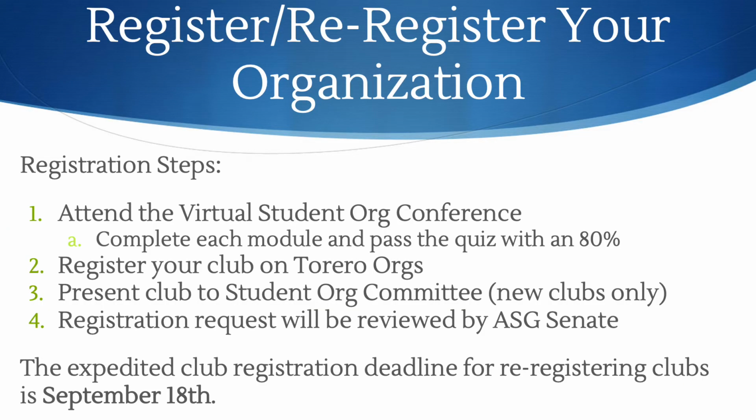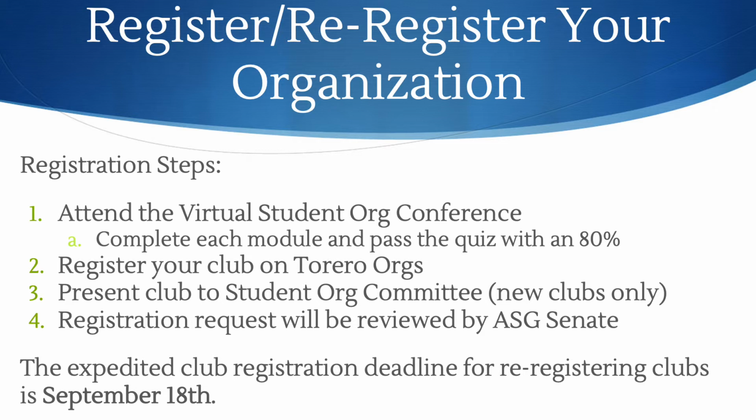First, let's discuss the registration process. The first step to register or re-register your student organization is attending the virtual Student Org Conference. The conference contains several modules, and a member of your organization will need to review each module and pass the related quiz with an 80% in order to be eligible for club registration. Please note that your club needs to complete each module in order to register, but different members can complete each module on your club's behalf.